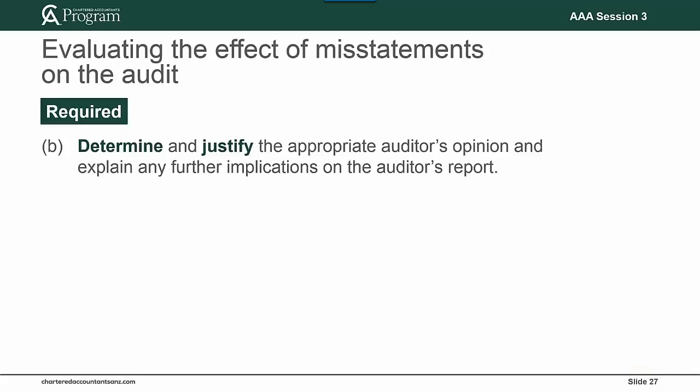Our second required is to determine and justify the appropriate auditor's opinion and explain any further implications on the auditor's report. As with any required, the key focus should always be on the task words. In this instance, you've been asked to do two things: determine and justify. So please make sure you're familiar with all the task words in advance of the exam.